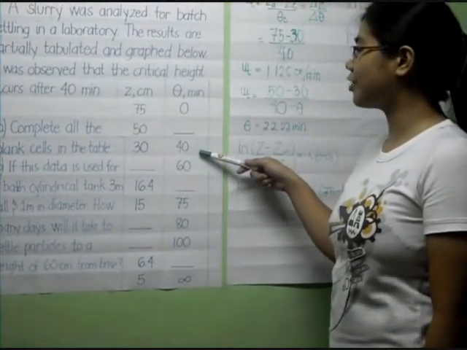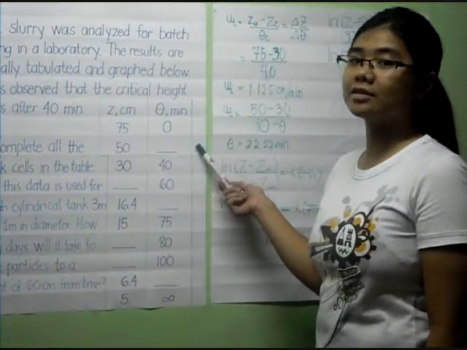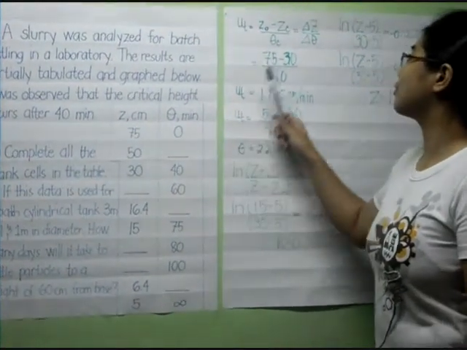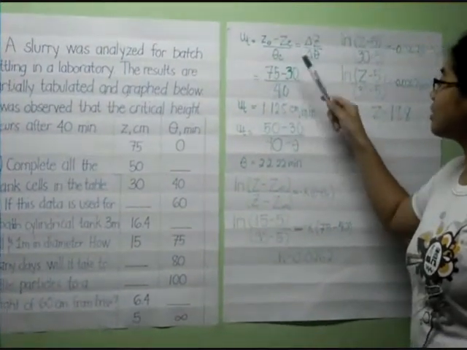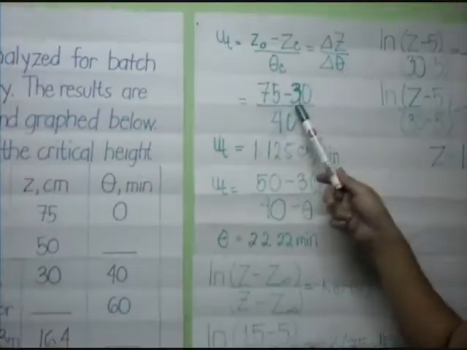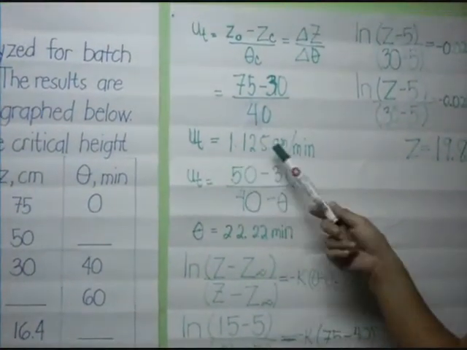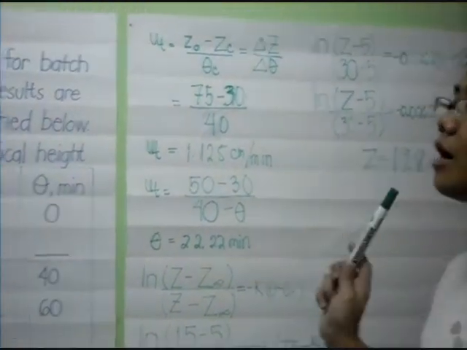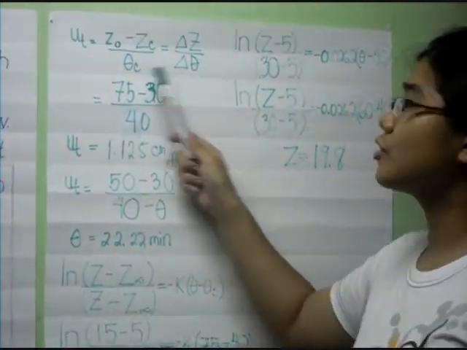It was observed critical height occurs after 40 minutes. Therefore, this part is considered as a free settling zone. So in the free settling zone, this equation should be used, and substituting the data from the formula, you will get a terminal velocity of 1.125 centimeters per minute. And since in the free settling zone terminal velocity is constant, we can equate this equation to terminal velocity.